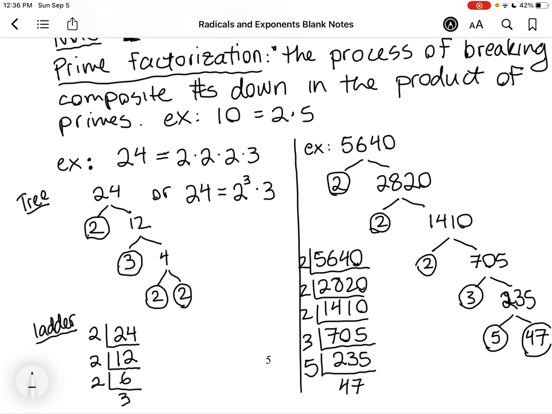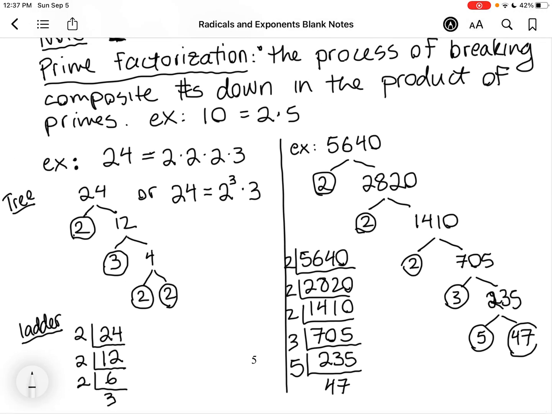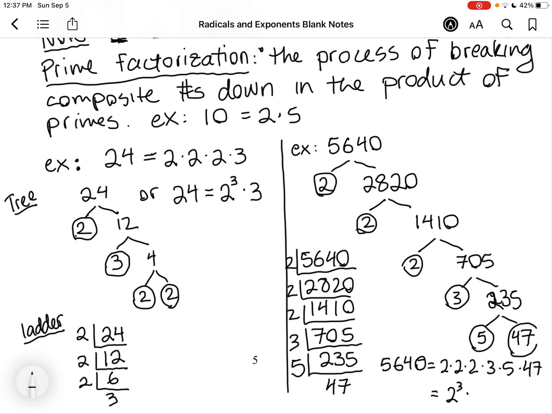And 47 is prime. Okay, so written out using prime factorization, I have very little room, but I'm going to squish it in. 5,640 is equal to 3 2s, so 2 times 2 times 2, times 3 times 5 times 47. Or 2 cubed times 3 times 5 times 47.